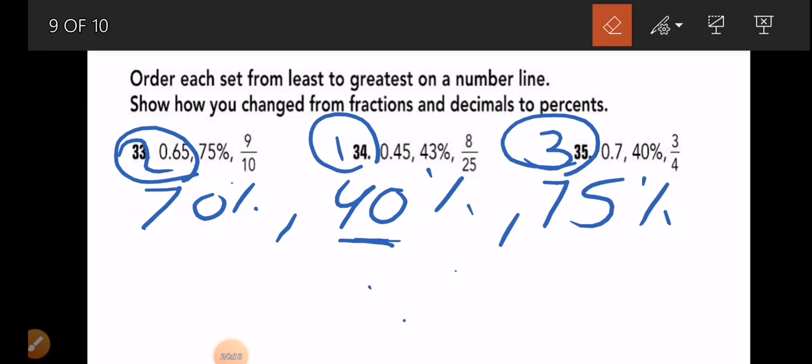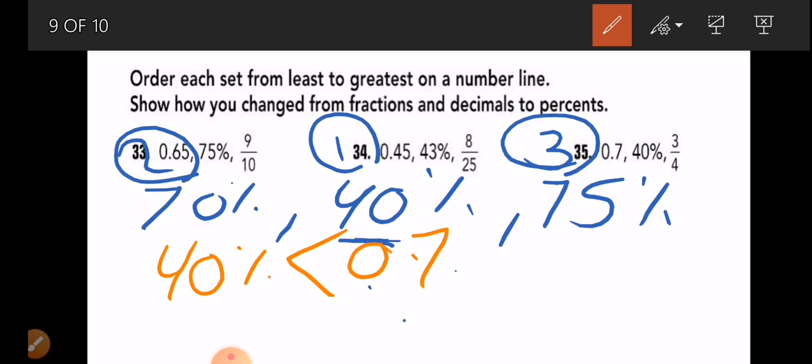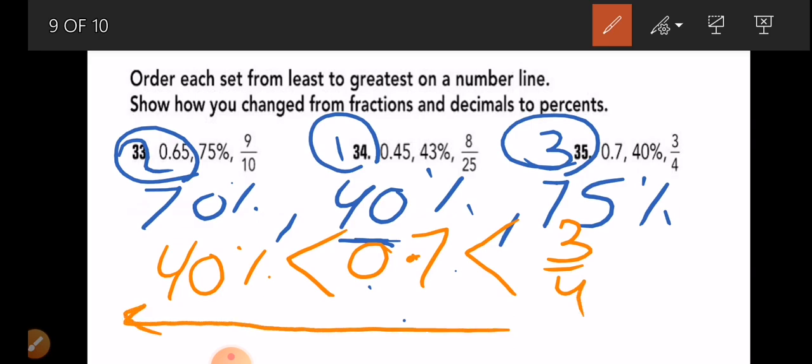So here we have 40% is smaller than the 70%, which is 0.7, which is less than the 3 over 4. If I want to put it on a number line, on the number line I will put the 40%. Then I will put the 0.7, then I will put the 3 over 4.